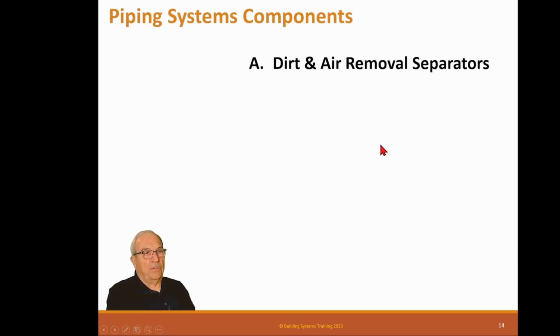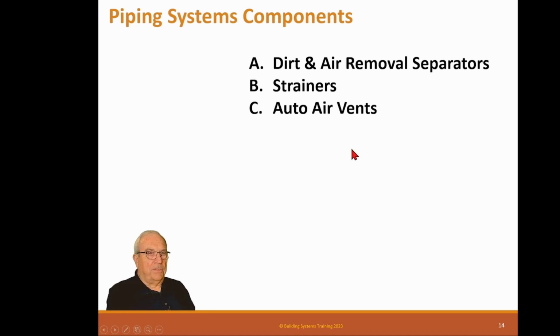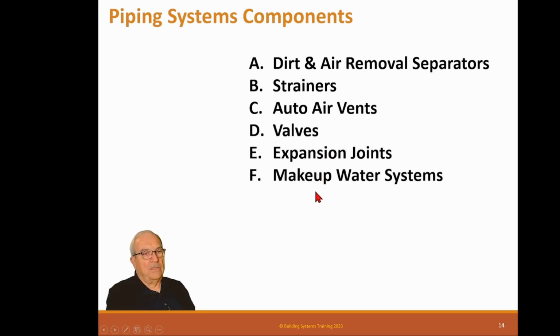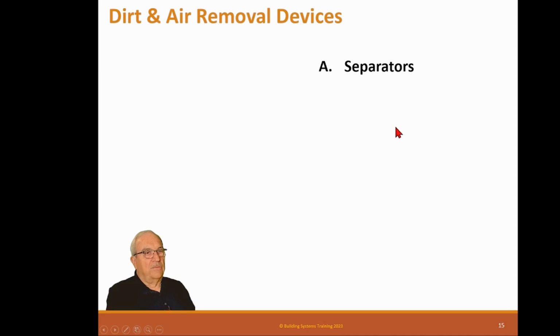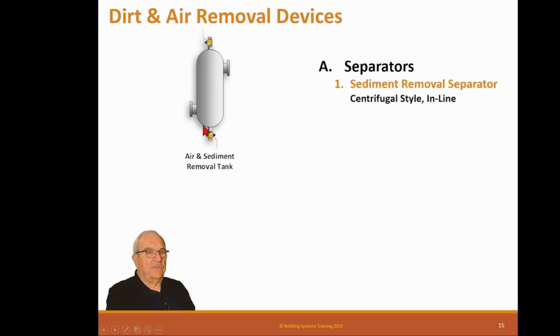Piping system components. Now, these are the individual components on the piping systems. We have dirt and air removal separators, strainers, automatic air vents, valves, expansion joints, makeup water systems. So first, let's talk about separators. Sediment removal separators. And these are designed in the piping to be centrifugal separators.